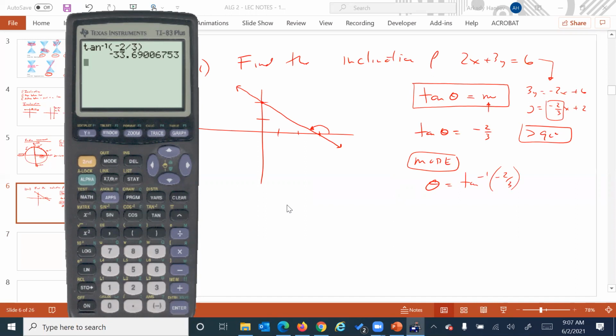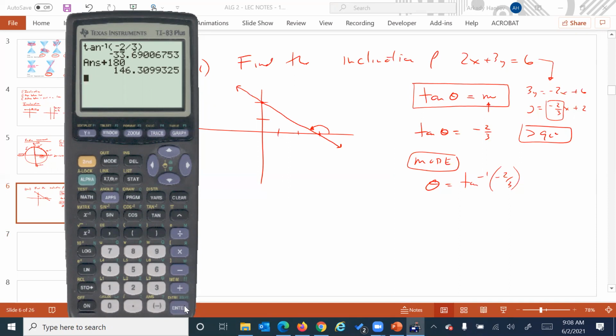And again, we're not doing a lot with tangent, we're just getting two formulas out of it, right? What we're going to do is add 180 degrees to this. Click enter, and you have 146.3. That is the inclination here. Are we good? So if it's more than 90 degrees, the value is always going to give us a negative value.